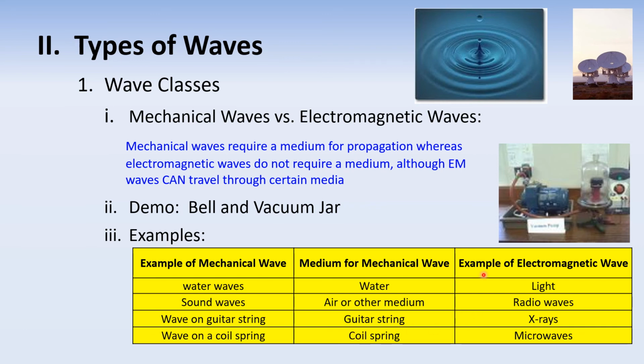When it comes to electromagnetic waves, remember that electromagnetic waves do not require a medium to travel. Now, obviously, the electromagnetic wave we're most familiar with is that of light. But later on this semester, when we talk about optics in greater detail, we will see that there are many other frequencies of electromagnetic waves, like radio waves, X-rays, and microwaves, which we will talk about. And as we say, all electromagnetic waves can travel through empty space, although they can travel through media as well.